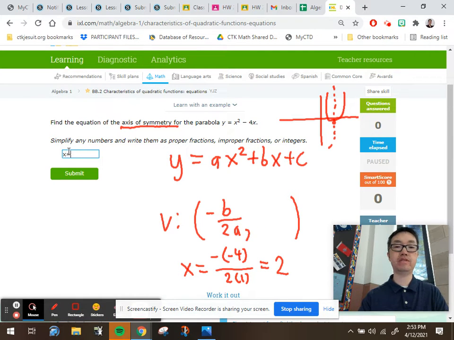Pause the video if you need to process everything that happened here. The negative 4 is right there. There's an opposite right there. And then 2 times the 1 is right there.